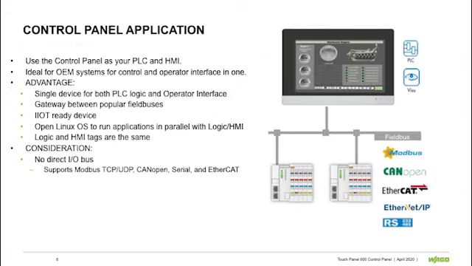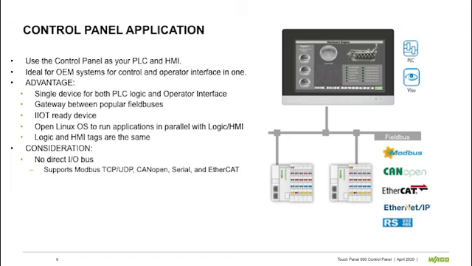You may ask yourself, when would I use a control panel? I think it's a fantastic choice for OEMs that want an HMI and a PLC on their equipment. They can save panel space as the unit is a combination of the PLC and HMI, and then use distributed couplers for the I/O. So the advantage of the control panel is that it is a single device that combines a PLC with an HMI.